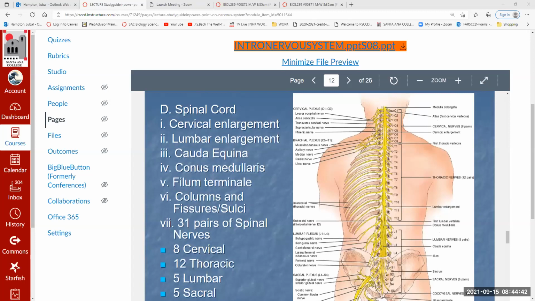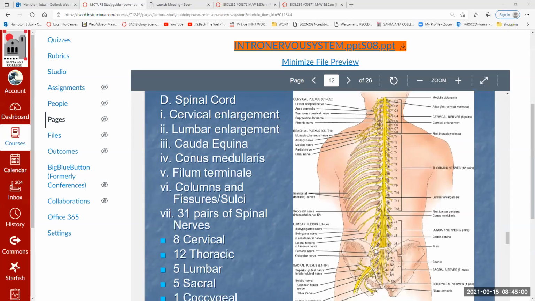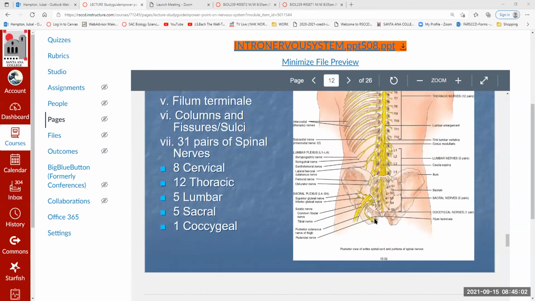Now, we have what we call a cervical enlargement and a lumbar enlargement. These are slight swelling seen in the spinal cord. Like here, it says cervical enlargement. And down here, it should be labeled the lumbar enlargement. You won't be asked to point it out on a picture. However, you will be asked about it.